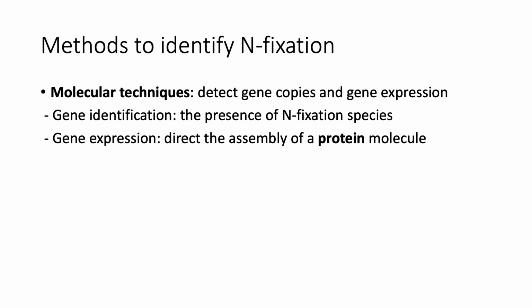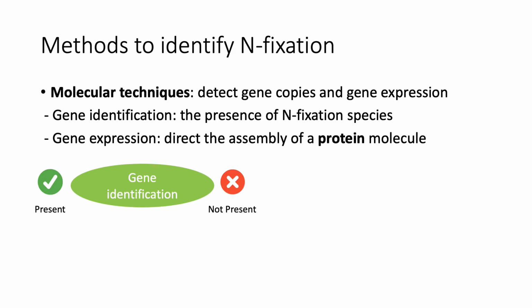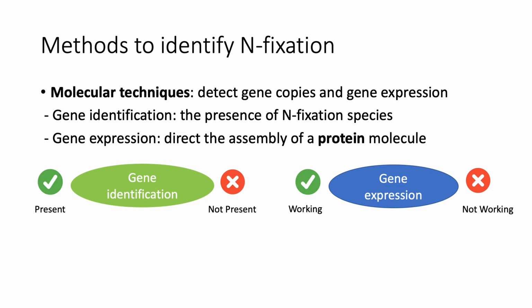Another method to identify nitrogen fixation is to use molecular techniques, which can help to detect gene copies and also gene expression. So gene identification is to detect whether the nitrogen fixation genes and species are actually present in the environment, and gene expression means whether in such conditions this nitrogen fixation function is working or not. So if gene identification is whether the species or certain gene is present or not, then gene expression is to identify whether it's working or not working.